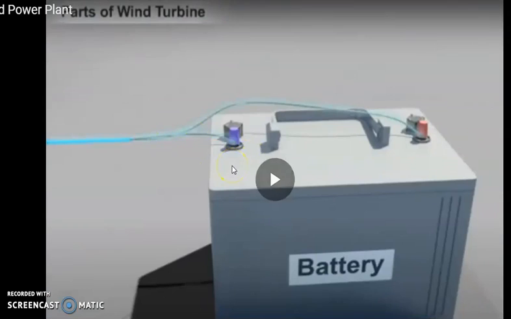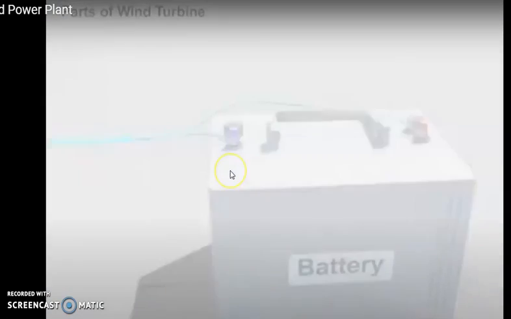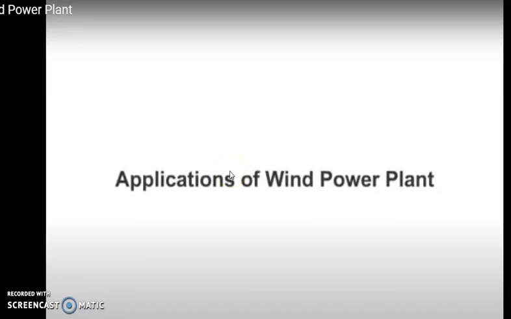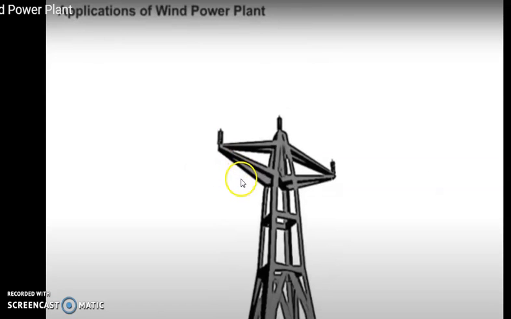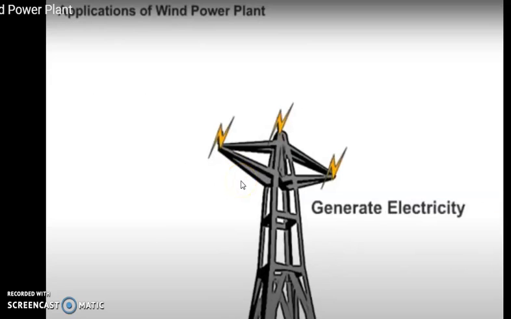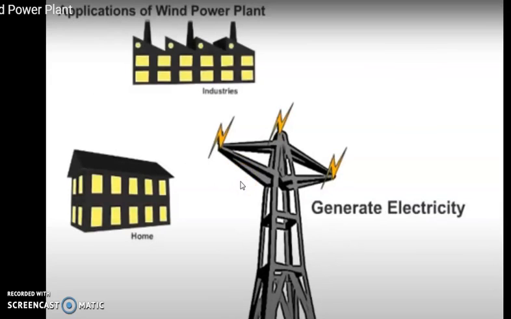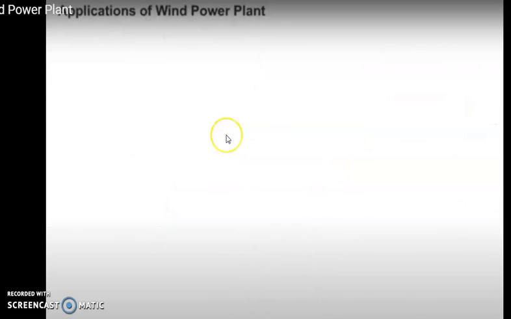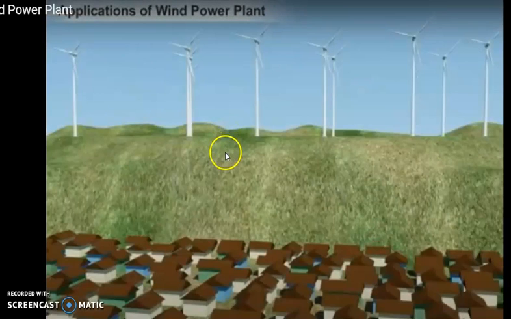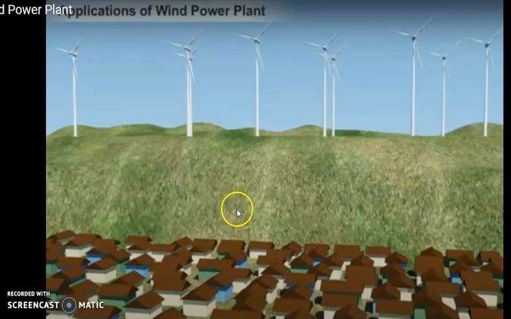Sometimes it is stored in the battery, and it is further used whenever needed for applications. Now we will see about the application of wind power plant. The wind power plants may be used for generation of electricity, because as we know, the generated electricity may be supplied to homes as well as industry as well as schools. And these wind power stations we can use for supplying power to rural areas or remote areas where other power supplies are not possible.